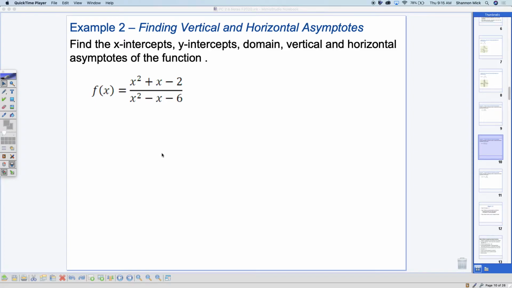Oh, 2.6 day 2. This is just another example. This is kind of a review of what your homework should have been, right? It's x-intercept, y-intercept, domain, vertical asymptotes, horizontal asymptotes. So what is the first thing I do on this problem? Factor. The numerator factors to what?